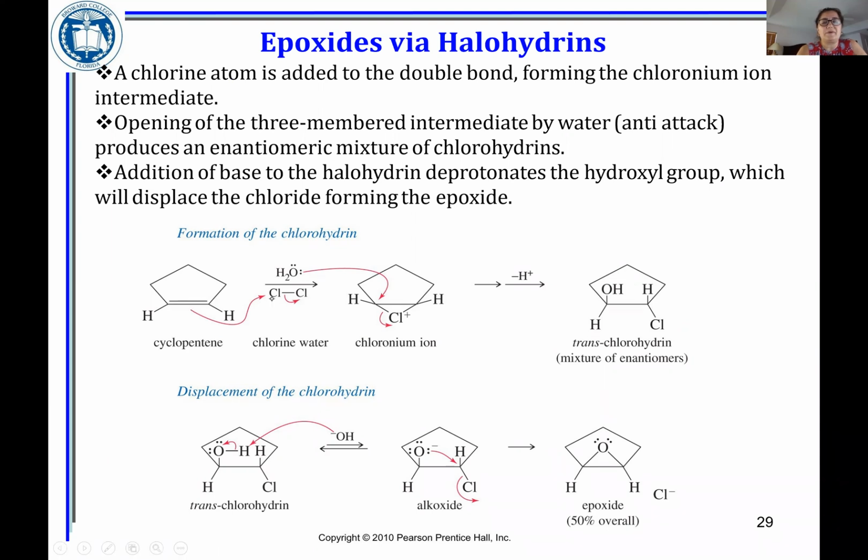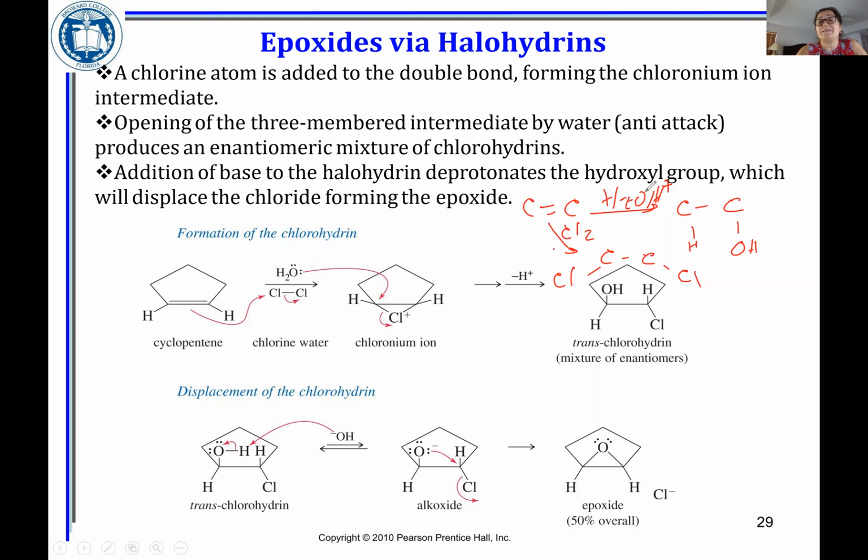So remember formation of the halohydrin. Halohydrin is when you have a carbon-carbon double bond and you are adding both water and halogen. If you add water, H2O, in presence of a catalyst, which is acid, you would get alcohol, OH. Now, if you add Cl2, you would get chlorine attached to it.